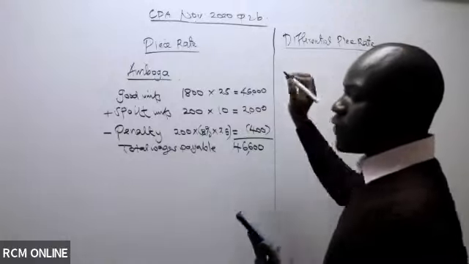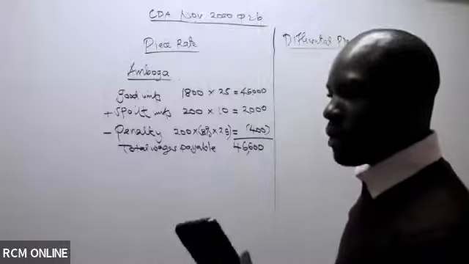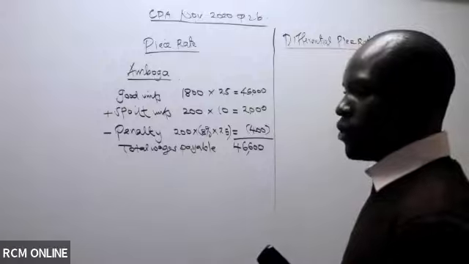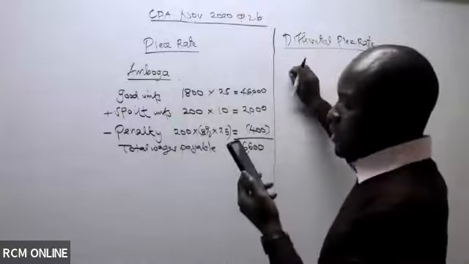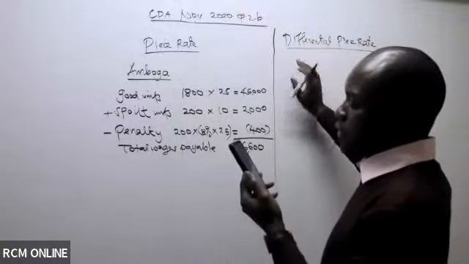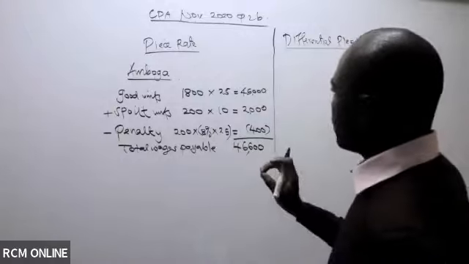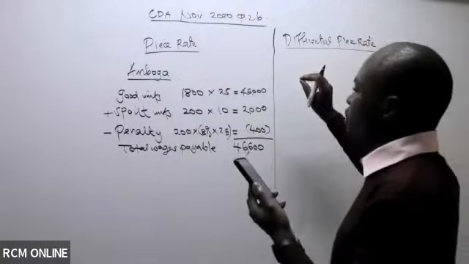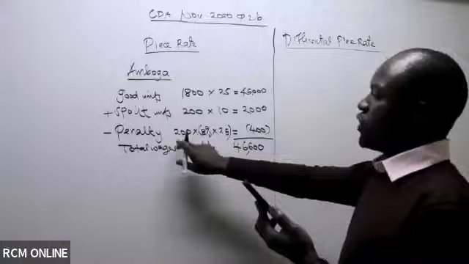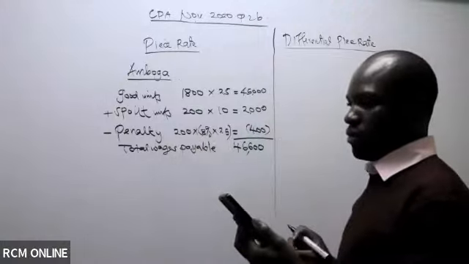So the first 250 units. Now, the first scale there, we have 1 to 250 units. So the first 250 units will be paid for at what rate? At 15 shillings. But we are told the spoiled goods, the 200, will be deducted from the first scale.